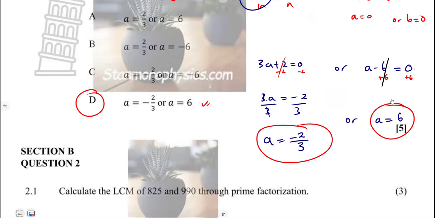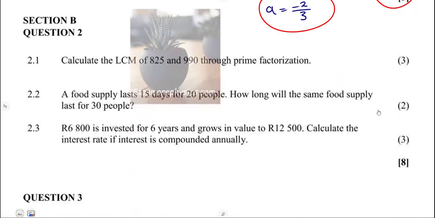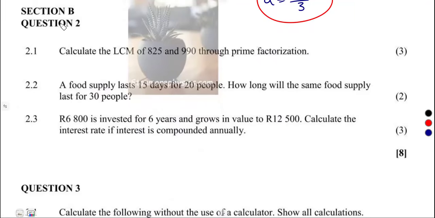All right, so that was going to be the best answer on 1.5. Then let us move on to section B, which is considering question number 2. Question number 2, 2.1, calculate the LCM of 825 and 920 using prime factorization. So that is our 2.1. We're going to need to find the LCM. So let us start with 825.